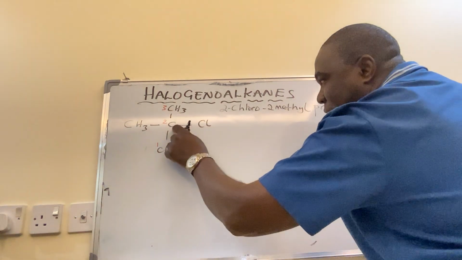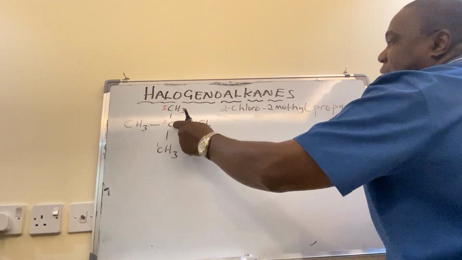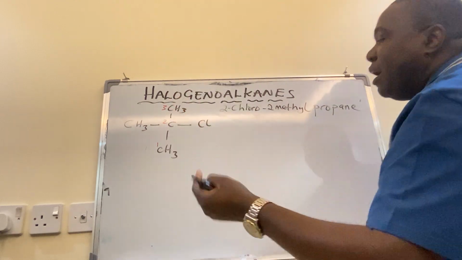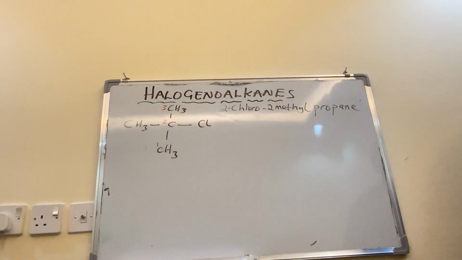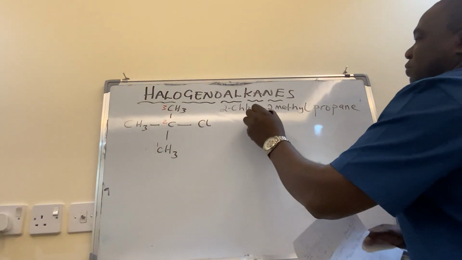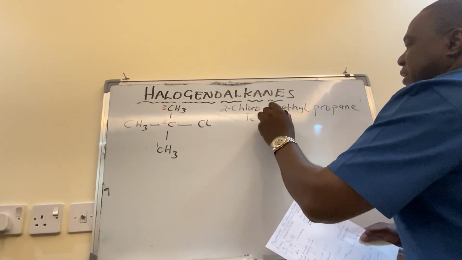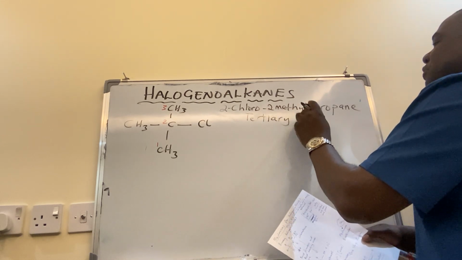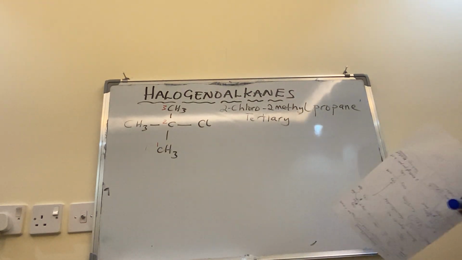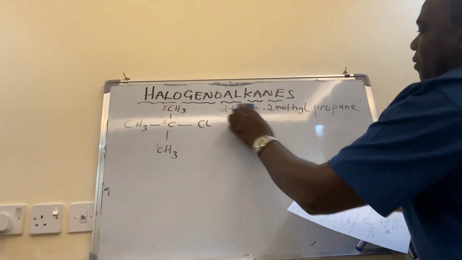Chlorine connected to a carbon with 2 hydrogens, primary. Chlorine connected to a carbon with 1 hydrogen, secondary. Chlorine connected to a carbon with no hydrogen at all, it becomes tertiary. So this one is actually a tertiary halogenoalkane. That's how we classify it.